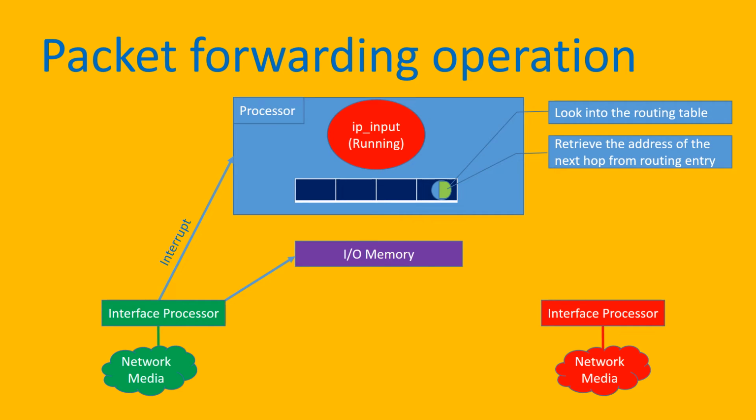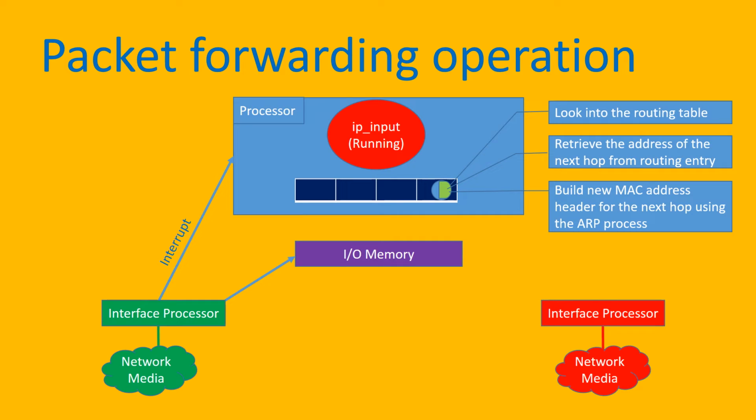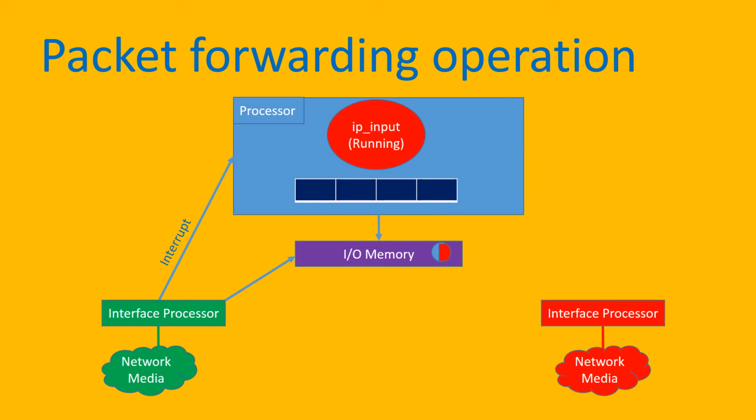It then starts the ARP process to build the new MAC address header for the next hop. The IP input process will then write the new MAC address header over the existing one. Finally, the packet is queued for transmission out to the outbound network interface. And as you can see, now the IP input queue is empty, and the IP input process changed its state to idle.